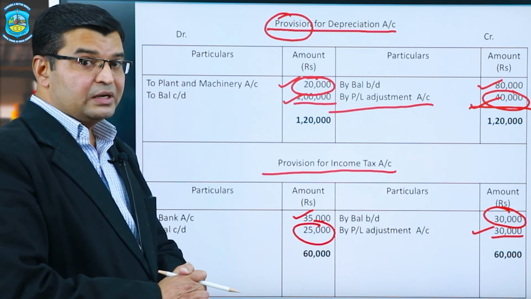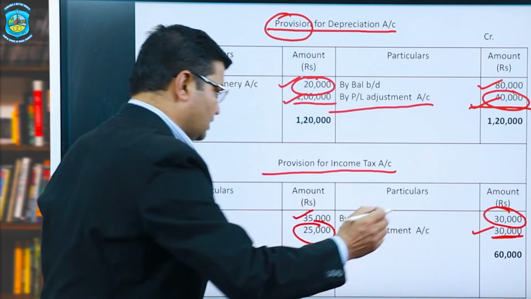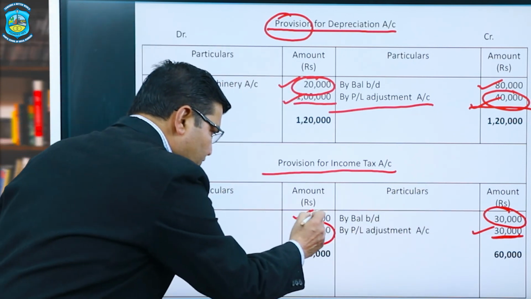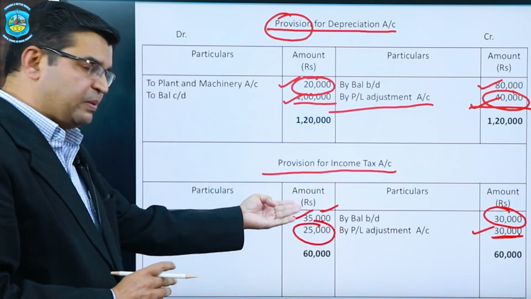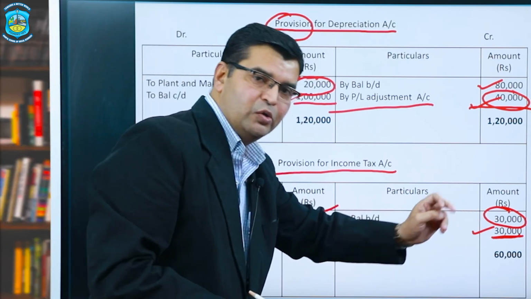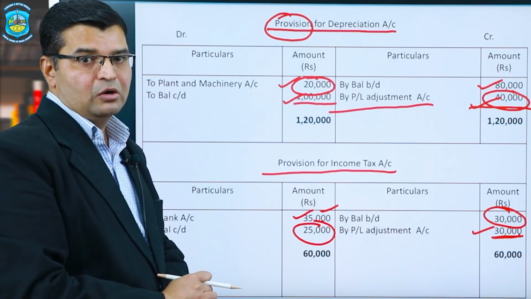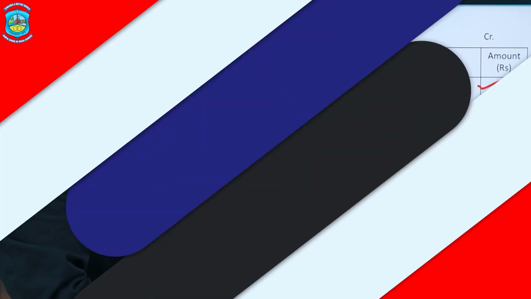So there is a clear distinction between this 30,000 rupees worth of total income tax provided during the year and this 35,000 rupees worth of income tax paid. So this income tax paid is our cash expense, and this income tax provided during the year is one of the non-cash expenses or non-operating expenses of our business.